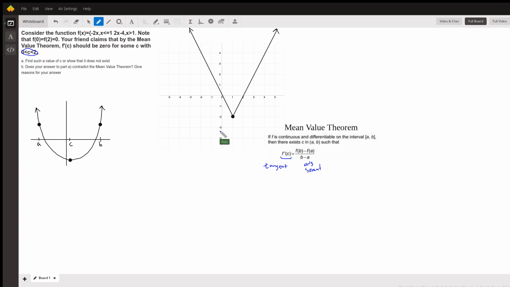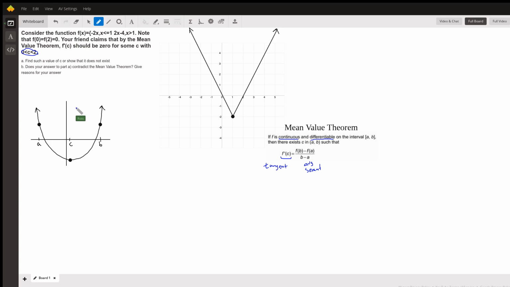Keep in mind, I glossed over these first couple words. The function must be continuous and differentiable for this to apply. And in my graph that I drew here, those are true. It is continuous and differentiable on this interval. So let me show you what this would look like.